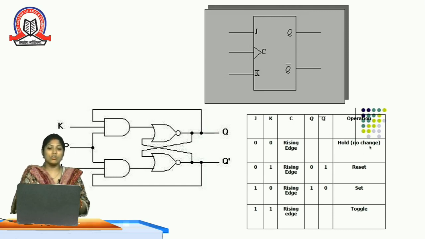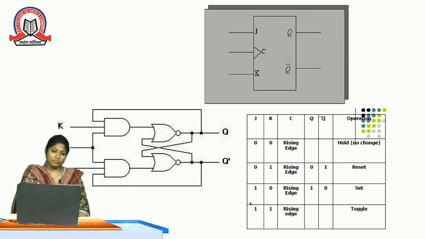First state 0 0 rising edge, hold state, then 0 1. In 0 1 we have the same reset operation, because the same principle operates as that of the set reset flip flop. On the rising edge, Q will be 0 and Q bar will be 1. It is also called the reset state. Then 1 0. When you are giving this as 1 and this as 0, and clock pulse is 1, again you are getting Q as 1 and Q bar as 0, so it is called the set state.